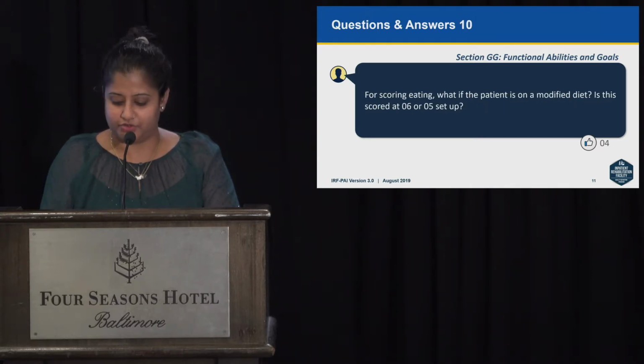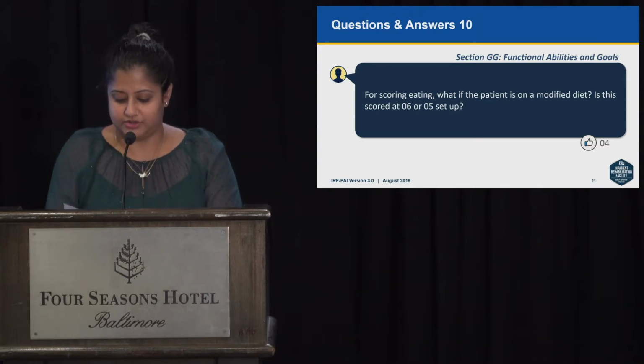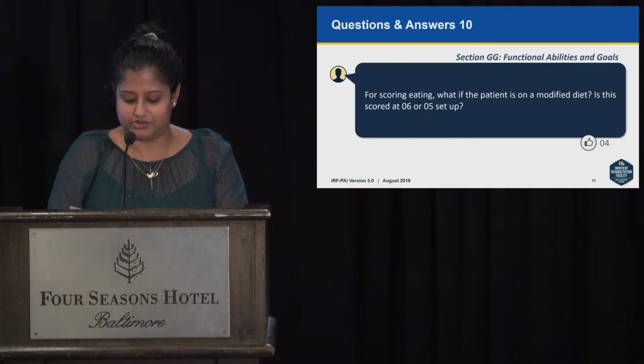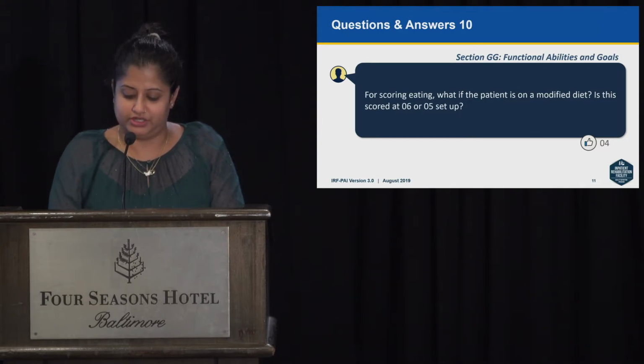Next question, for scoring eating, what if the patient is on a modified diet? Is this scored as 06 or 05 setup? The intent of GG 0130A is to assess the patient's ability to use suitable utensils to bring food and/or liquid to the mouth and swallow food and/or liquid once the meal is placed before the patient. In the scenario you describe, if the meal is placed before the patient with a modified consistency diet, and the patient can bring the food to his or her mouth using suitable utensils and swallows the food and/or liquid safely, code GG 0130A as 06 independent.